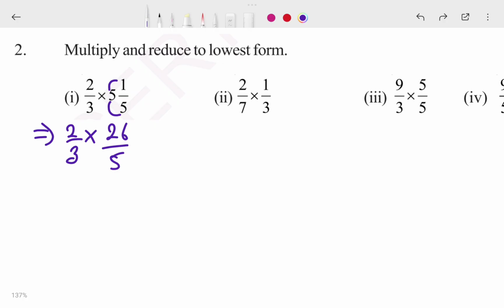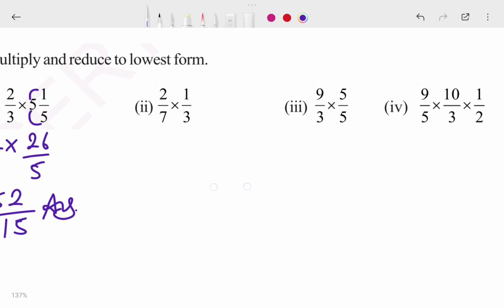So now division is not possible in this one. So what we have to do, we have to directly multiply. So when you multiply 2 into 26, it is going to be 52. Okay, 5 into 3, or 3 into 5, it is going to be 15 only. Okay, is it clear? I hope this is your answer. Okay, I hope it is clear. Okay, now let's see this one, second one.